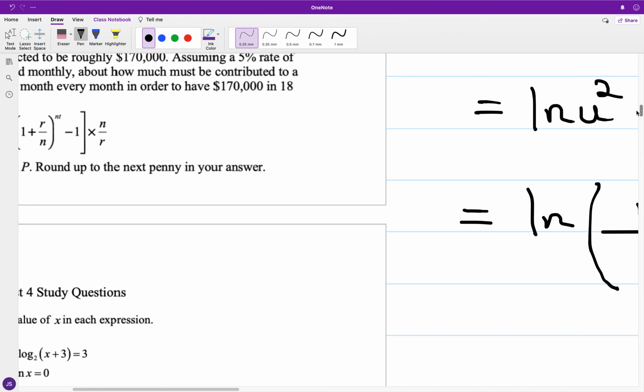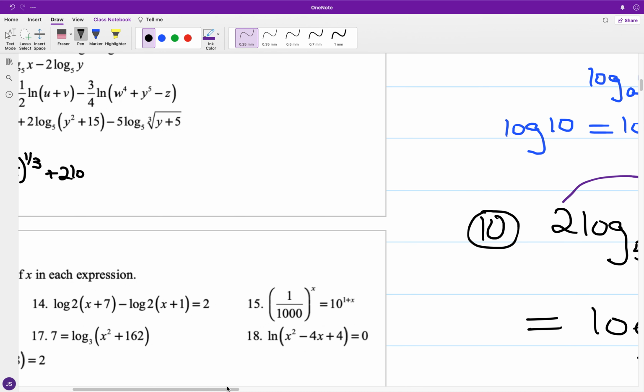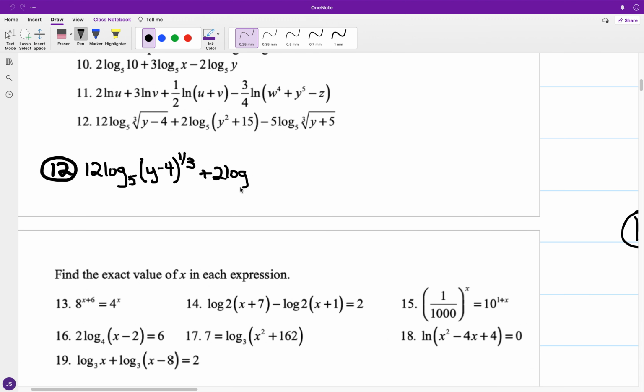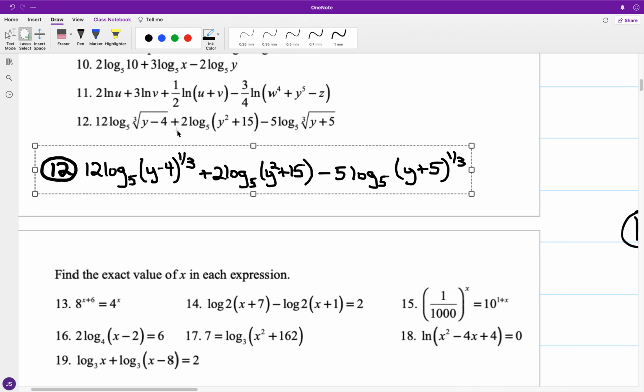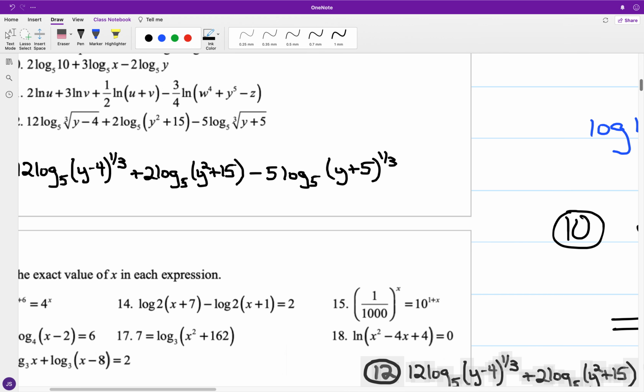Okay, and so for what we have here, we've got plus 2 times the base 5 logarithm of y squared plus 15, and we have minus 5 times the base 5 logarithm, and for the cubic root of y plus 5, I can write this as the quantity of y plus 5 raised to the 1/3 power. So the only thing I've done right now is just write the radicals as non-integer exponents. Just picking up from here.